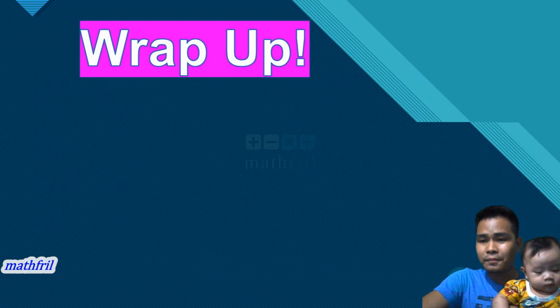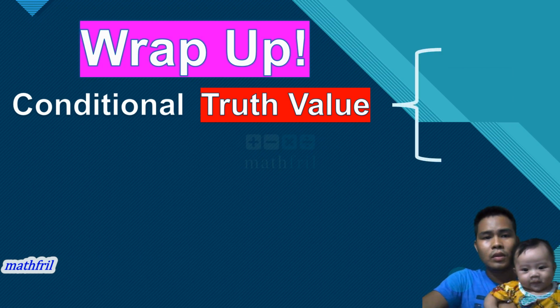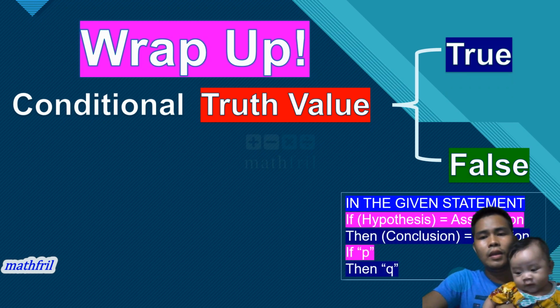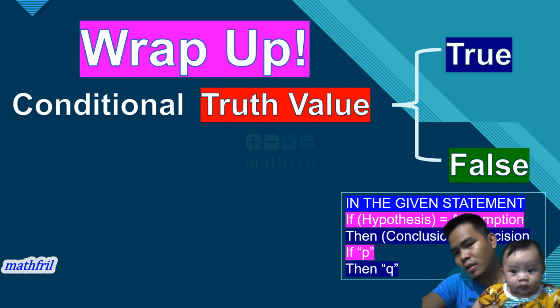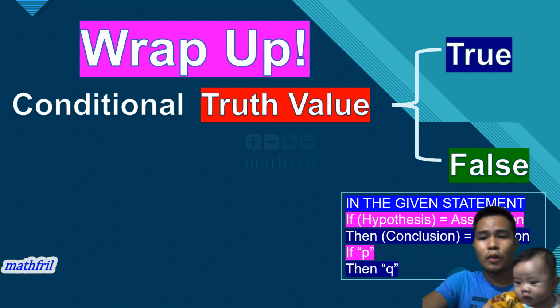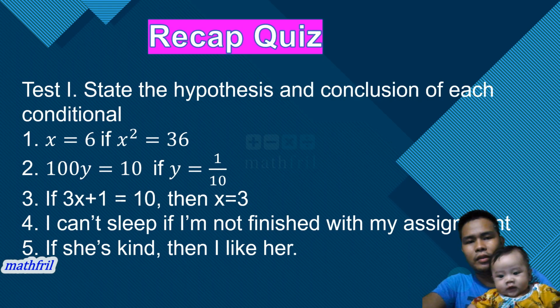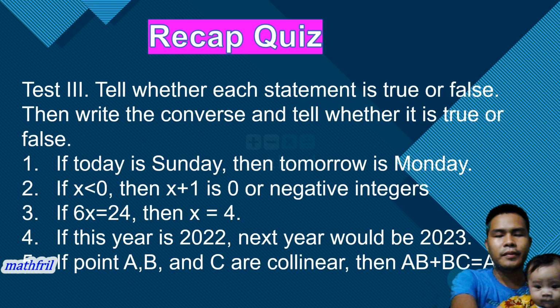Let's wrap it up. So number one, conditional statements have a truth value. So it could be true or false. And here it goes. The given statement is if, the hypothesis or the assumption, then, the conclusion. First, bottom line here. The recap quiz, can you answer this one? Thank you for your time.